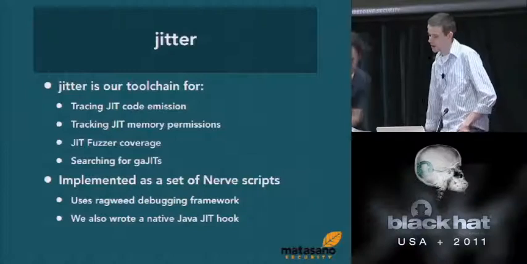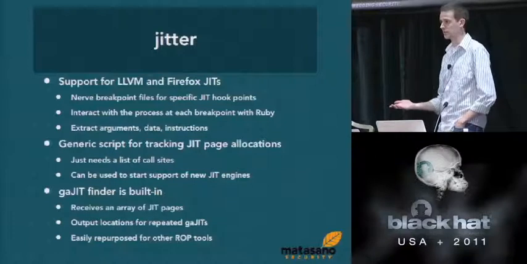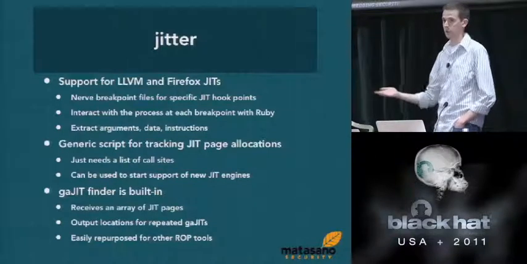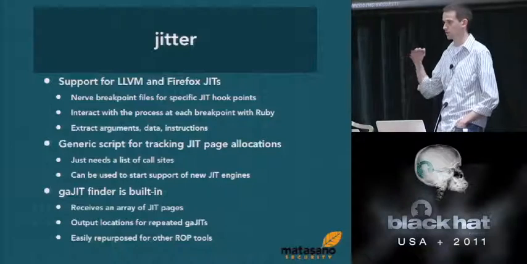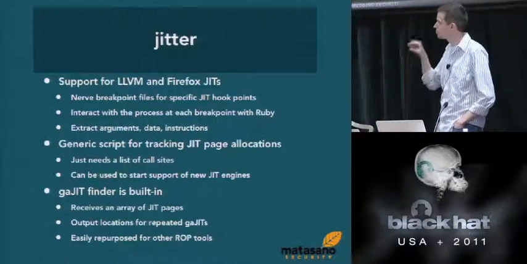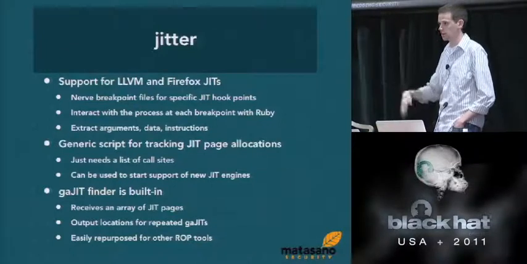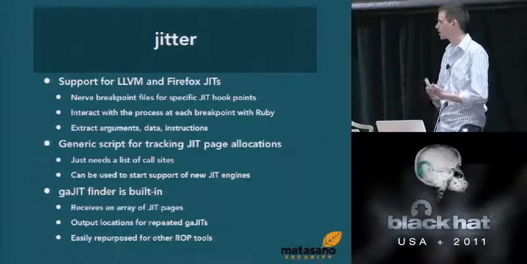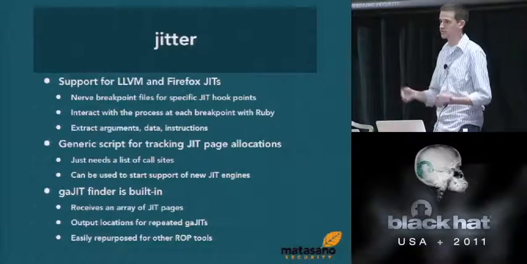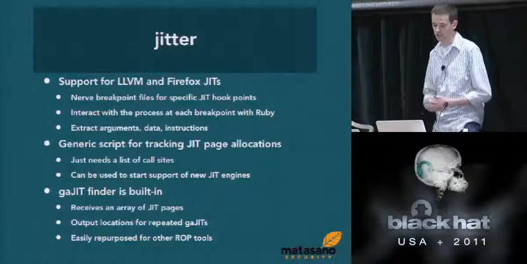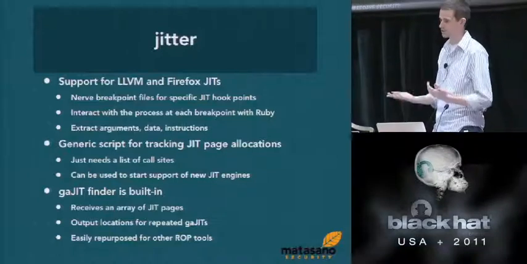Next slide. So the first release of Jitter basically works against LLVM JIT and the two Firefox JITs. And we chose a bunch of what we think are interesting hook points for tracing those engines. They're hook points that you would normally get if you were running a debug build of the browser. You would see all this output from the JIT engine. But if you're trying to write an exploit for one that's actually on somebody's desktop, you're not going to get the debug version. So we looked at the binary and found all these interesting places to hook.